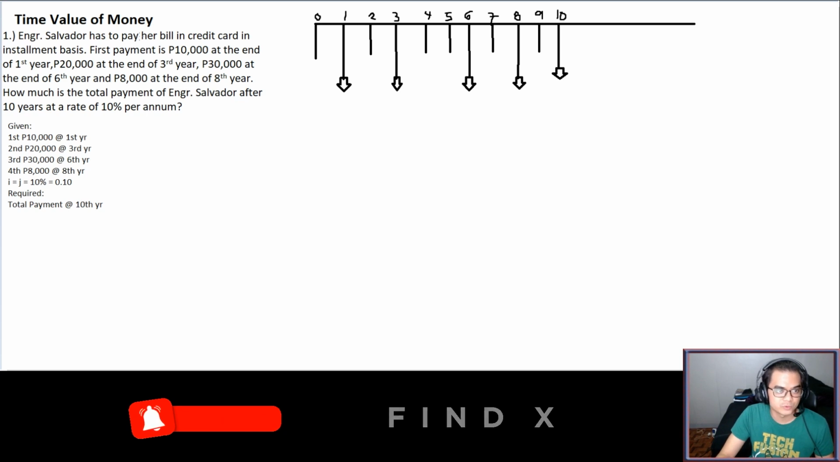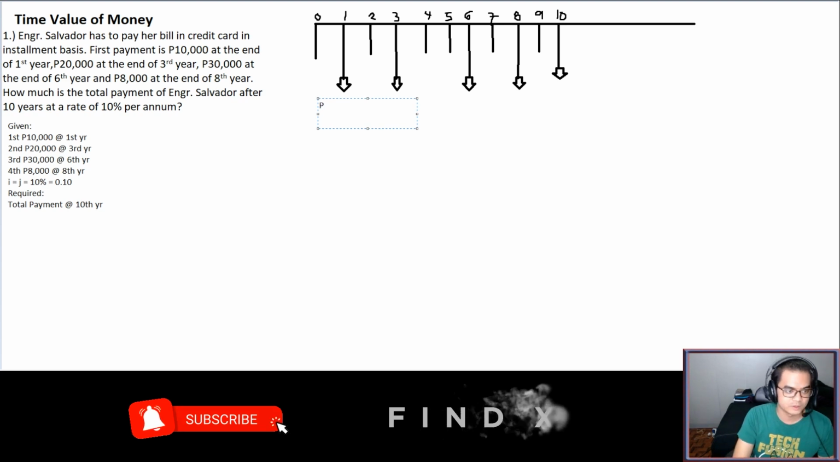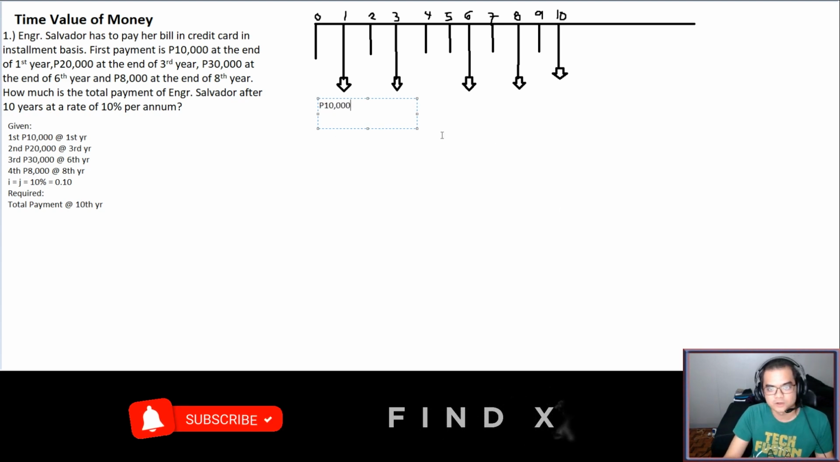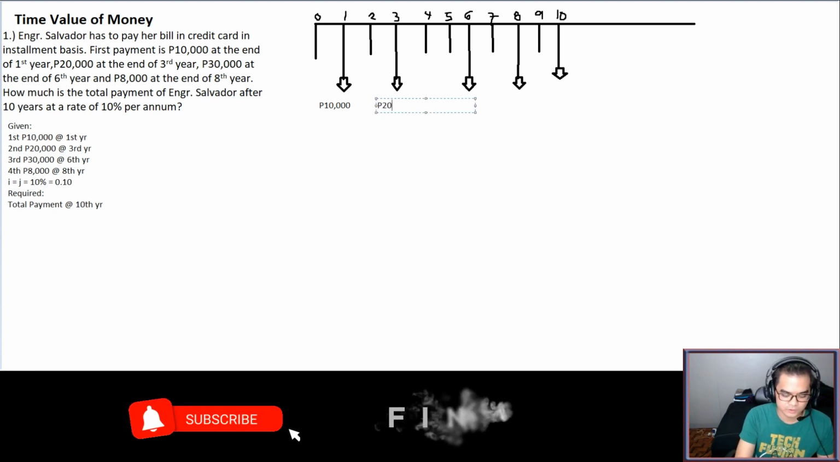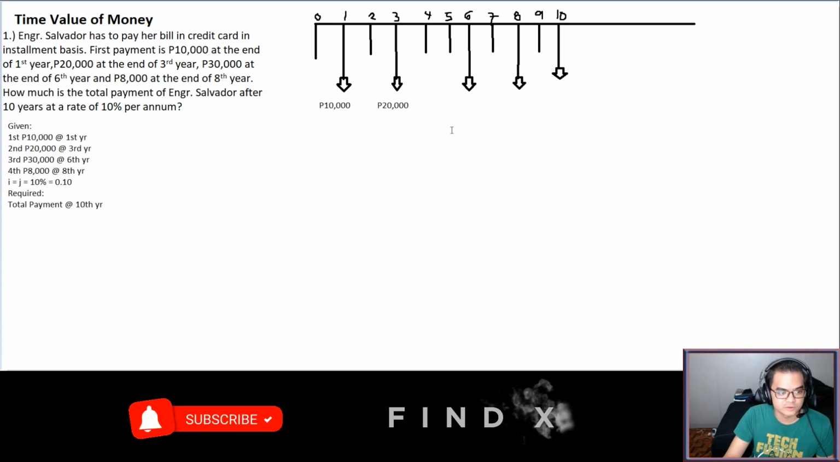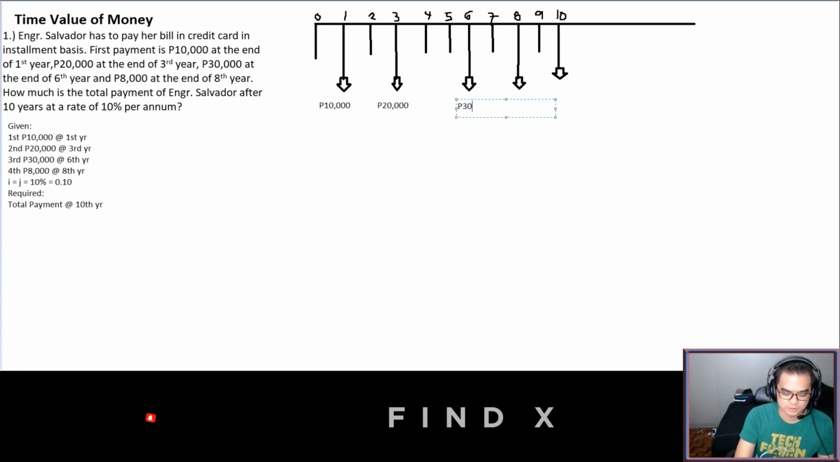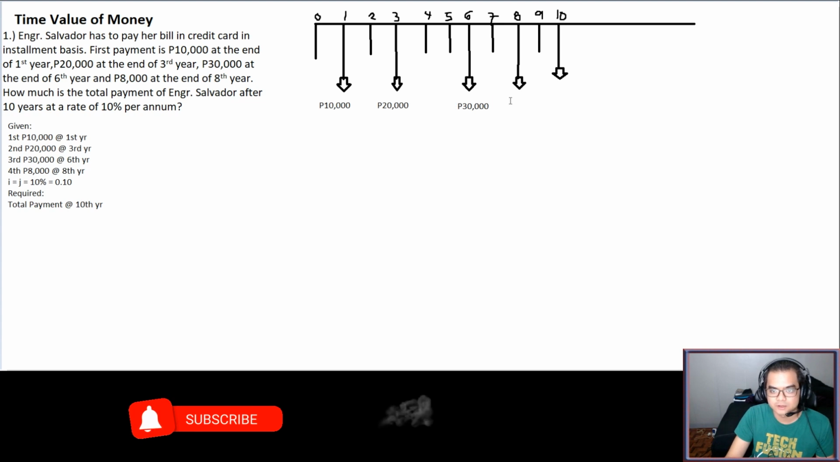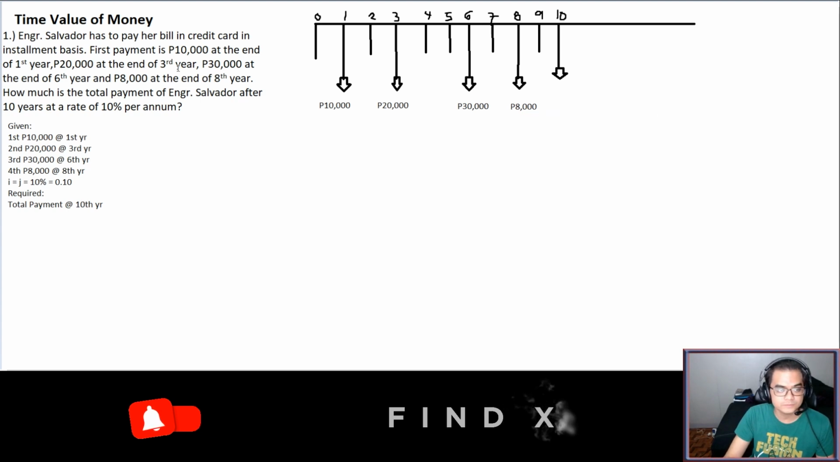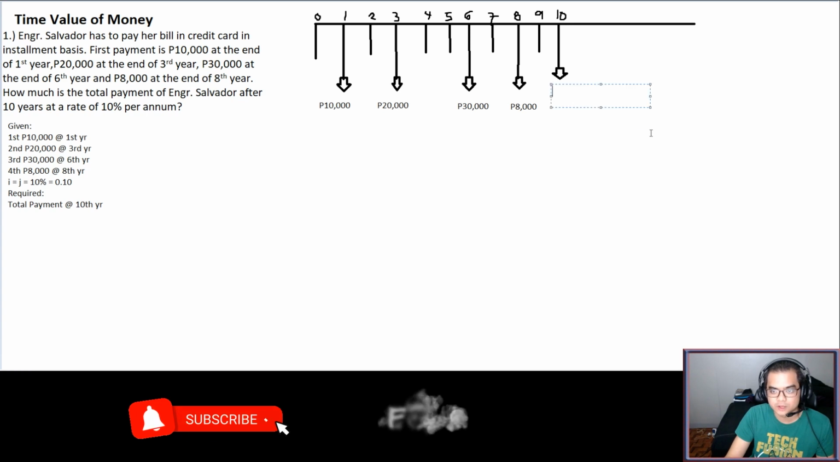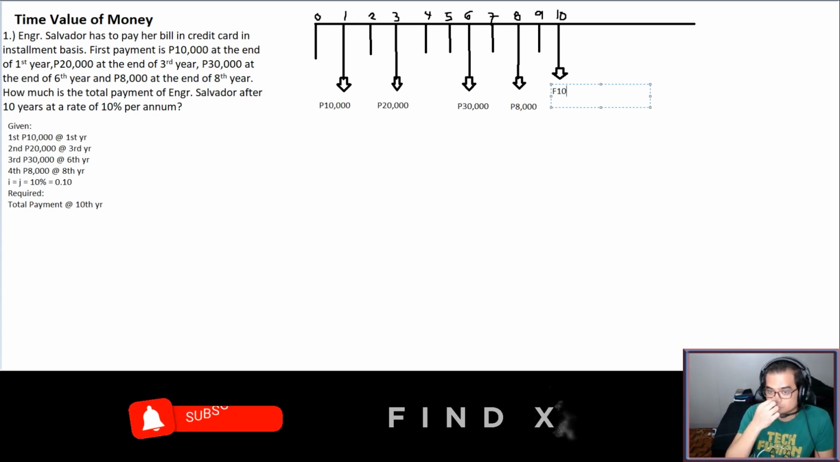Okay, so let's put all the values or the expenses. We have here 10,000 for the first year. For the third year, we have 20,000. For the sixth year, we have 30,000. And then for the eighth year, we have 8,000. And then for the last one, we have what we are looking for, which we will call F10.